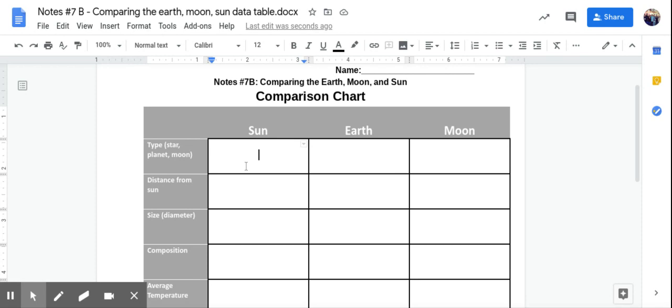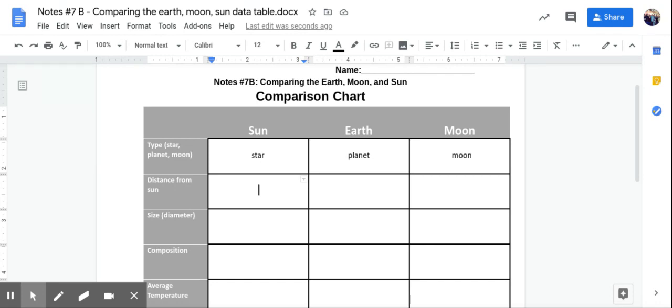First thing we're going to describe is the type of object that it is. The sun is a star, as we discussed. The earth is a planet. And then the moon is obviously a moon. Now, this is kind of confusing, but many of the other planets have different names for their moons. We just call our moon the moon. So it is a type of moon, meaning it is a smaller body that revolves around a planet.